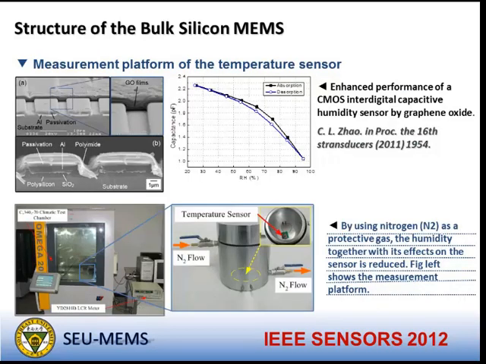This is for humidity. We manufacture the capacitance of the temperature sensor. We designed this can to exclude the humidity factor. As shown in this picture, the temperature sensor was put in this can, and the nitrogen gas flows in this hole and flows out in this hole. By using nitrogen gas as a protective gas, the humidity, together with its effect on the sensor, can be reduced as much as possible.